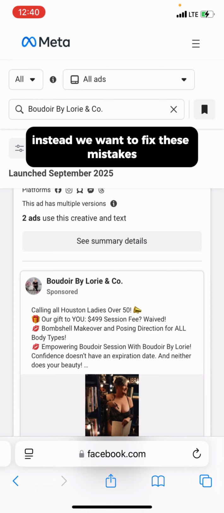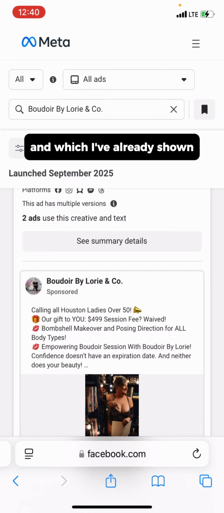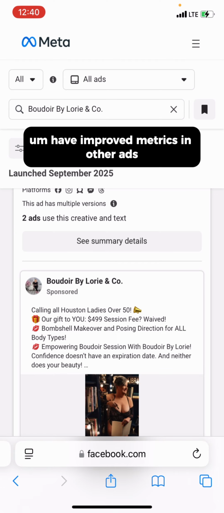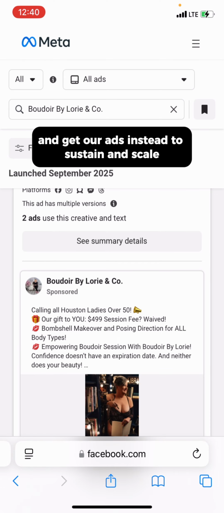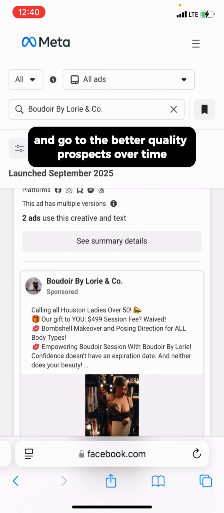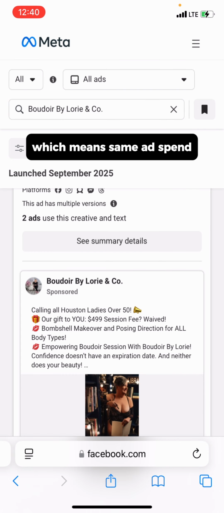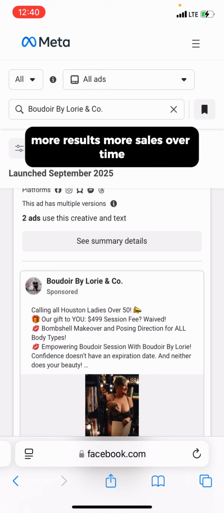Instead, we want to fix these 10 mistakes I'm going to talk about today, which I've already shown have improved metrics in other ads, and get our ads to sustain and scale and go to better quality prospects over time, which means same ad spend, more results, more sales over time.